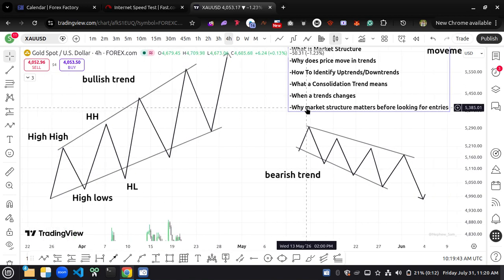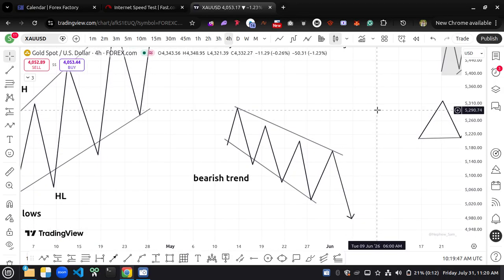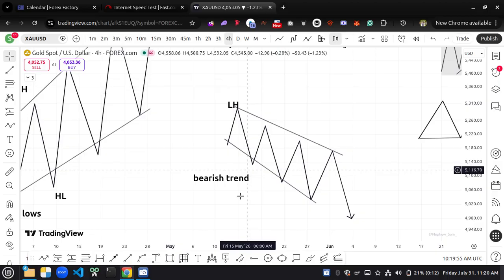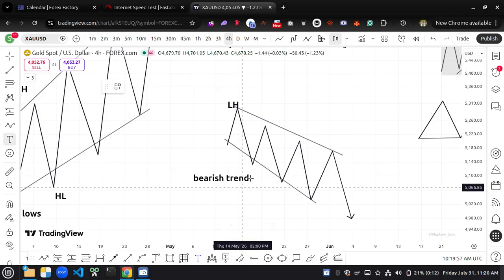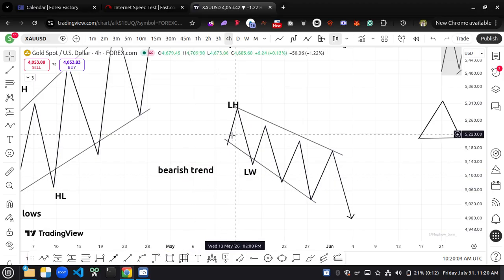But when we come to the bearish trend, it's a different ball game entirely. In a bearish trend, we call it a lower high and a lower low, basically because the market is bearish. Because the market is going to the downside, this is a lower high, and this is a lower low.